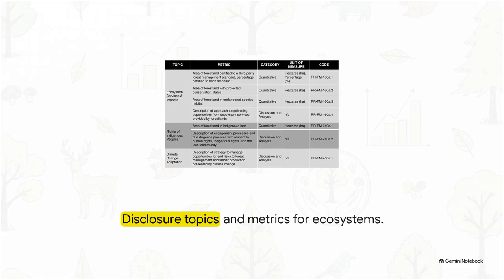And this table perfectly illustrates exactly how they do that. When you look at the disclosure topics for ecosystem services, check out metrics RR-FM-160a.2 and 160a.3. These require companies to report the area of forest land with protected conservation status and the area of forest land in endangered species habitat. And notice the unit of measure for both of these? Hectares. We aren't dealing with vague corporate promises here. We are talking about strict geographical accounting that investors can actually rely on.